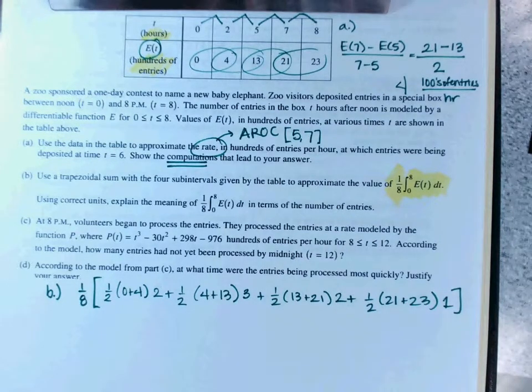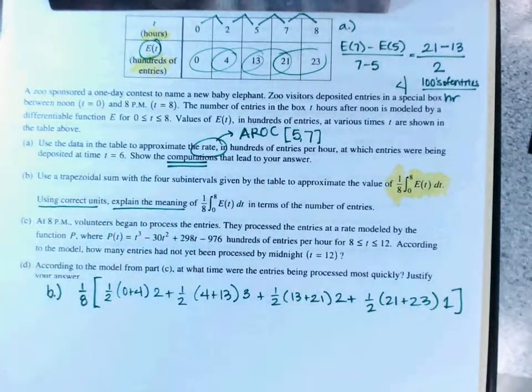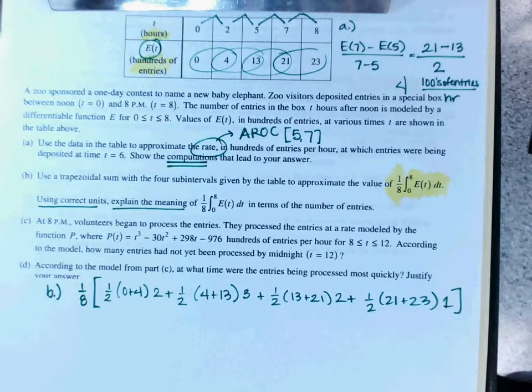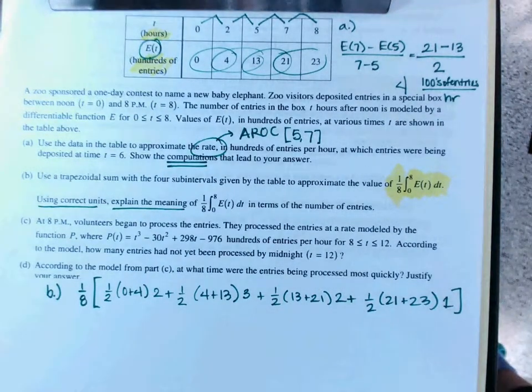Okay? Now, the second part of the question says, using correct units, explain the meaning. Okay, so go ahead and write that out, and then we'll check it in a second. So it's 1/8 integral 0 to 8. Yep. Because it doubles the y. And then it's every 10 years, so it's every 10.